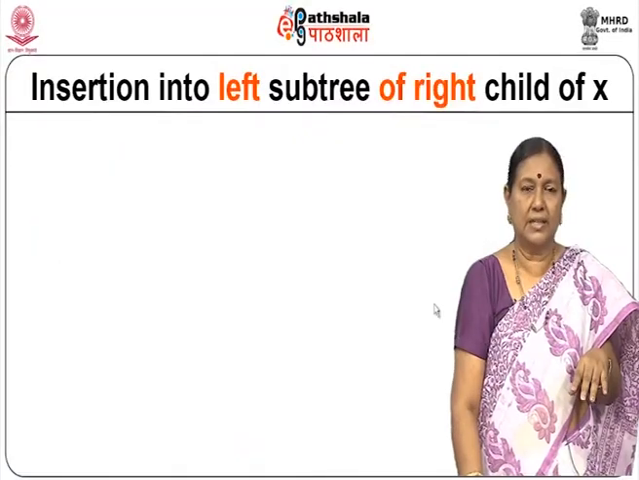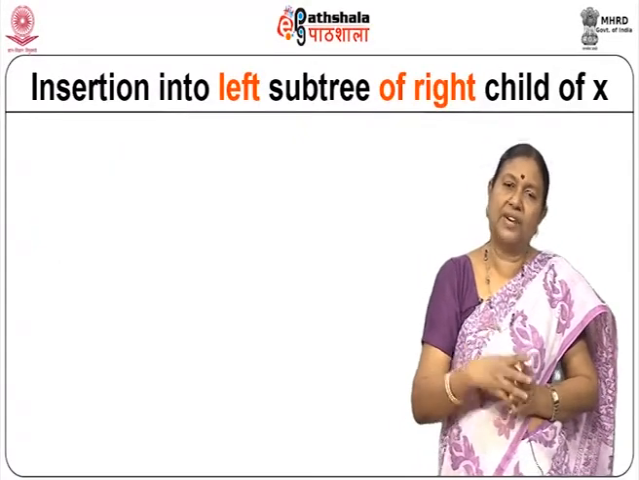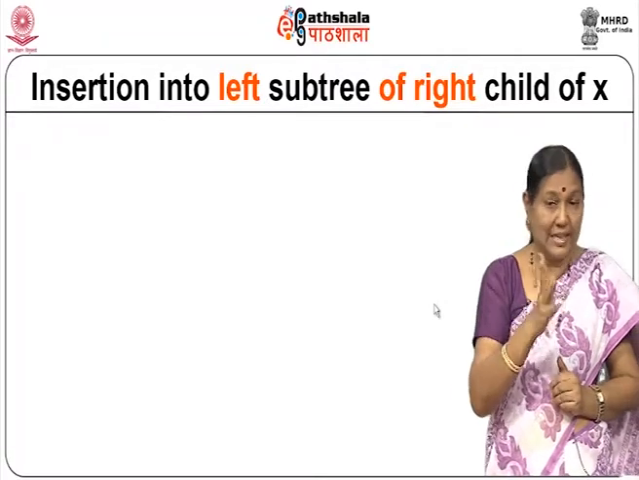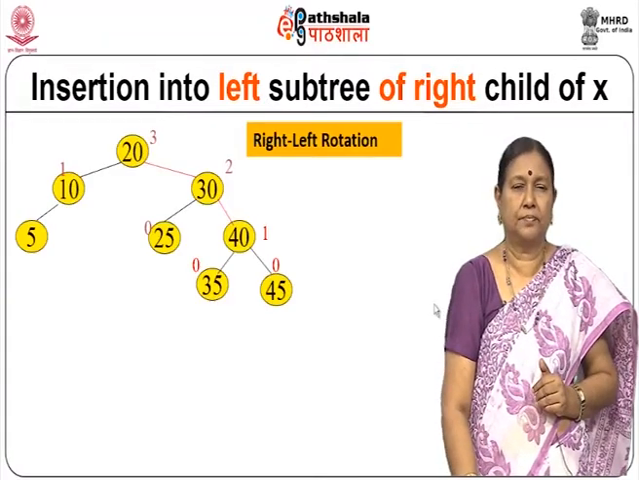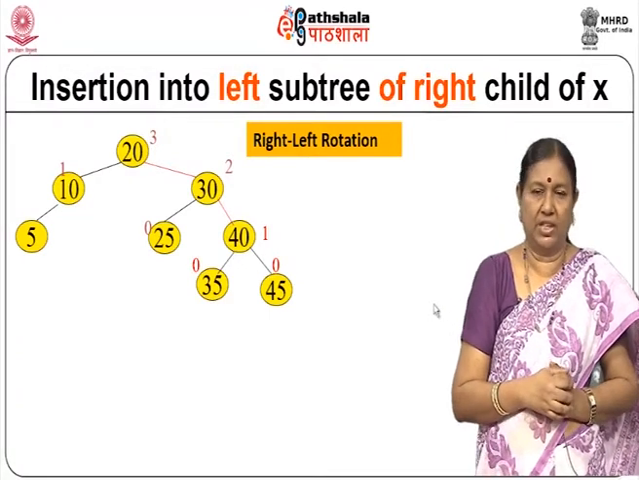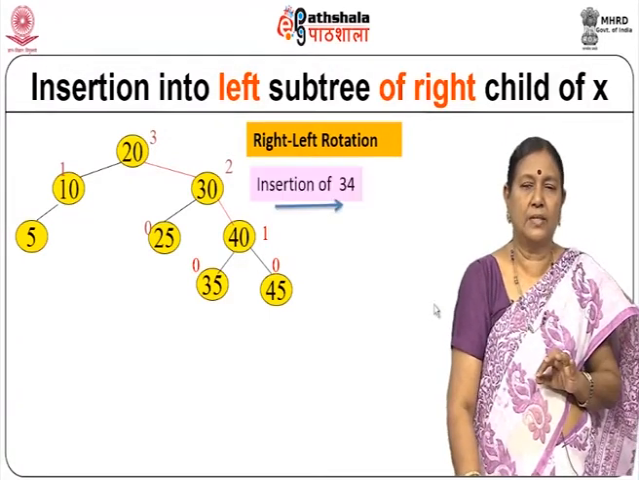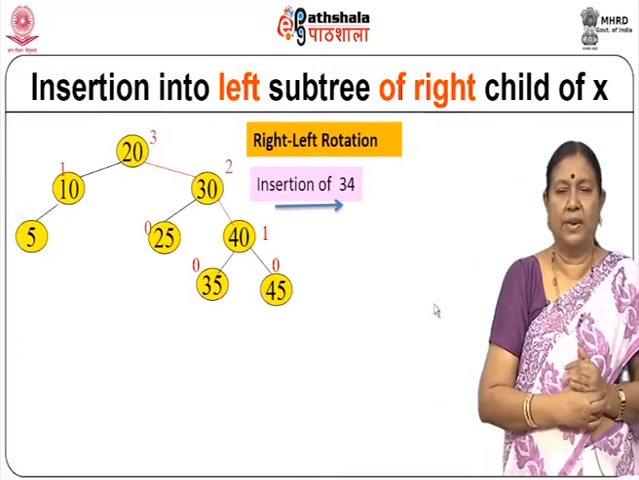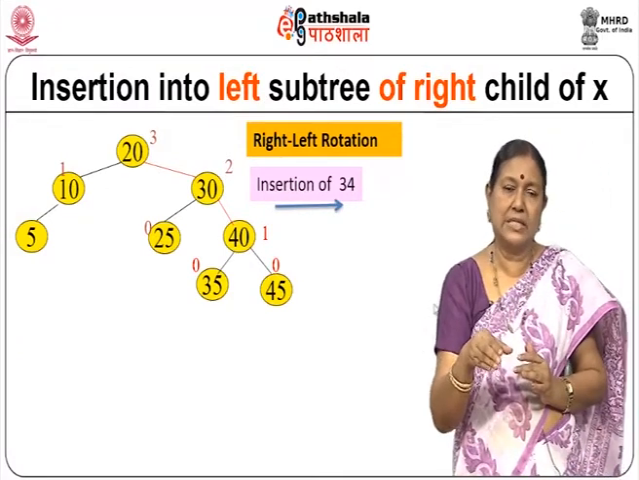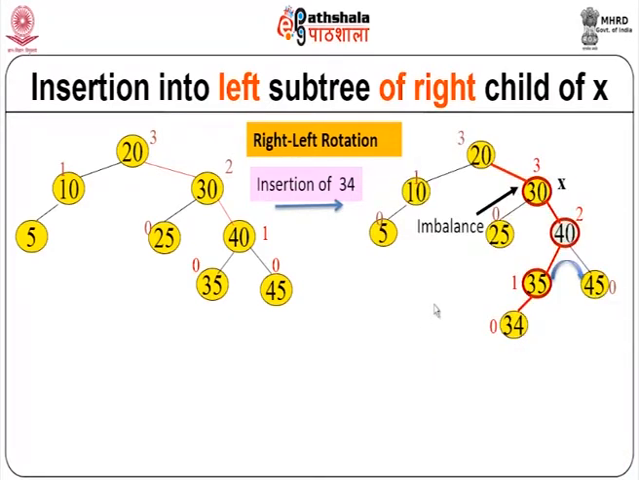Now, let us go to the next example, insertion into the left subtree of the right child of x. This is an inside case, so we have to do a right-left rotation. Let us take this tree and assume that we are inserting 34. When we insert 34 it comes as a left child of 35. When it comes as a left child of 35, the imbalance occurs at, please note there is a 45 there, at 30. The deepest unbalanced node is 30.